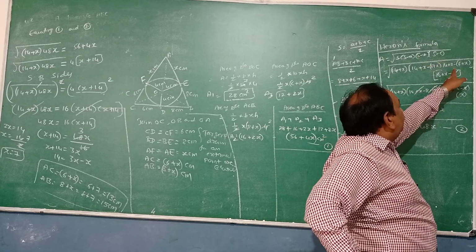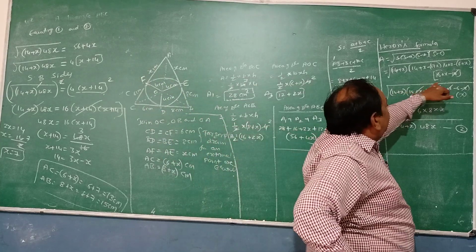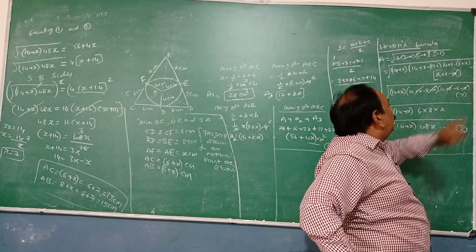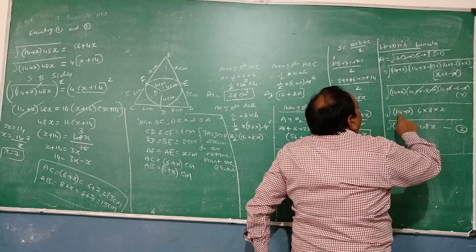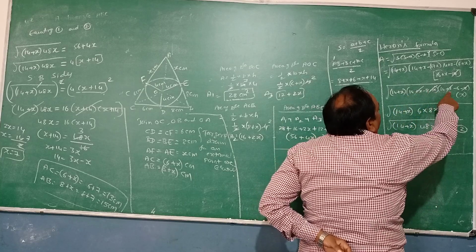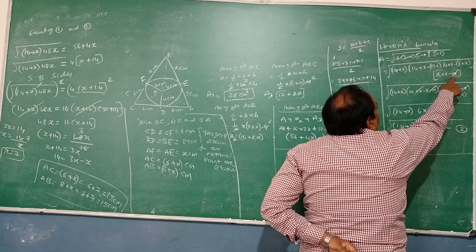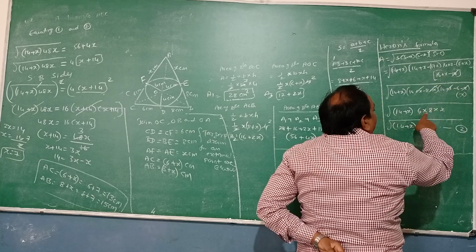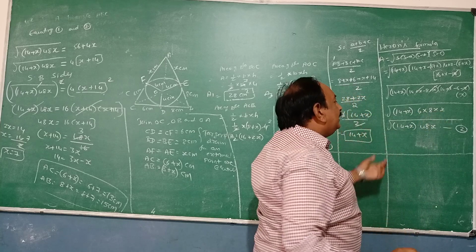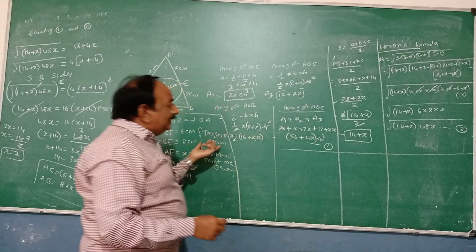Again S is 14 plus x minus B. B is 6 plus x. C is 14 plus x minus 14. Here 14 plus x minus x cancels. 14 minus 8 is 6, plus x minus x cancels. 14 minus 6 is 8. Into 14, x cancels, 6 8s are 48x.